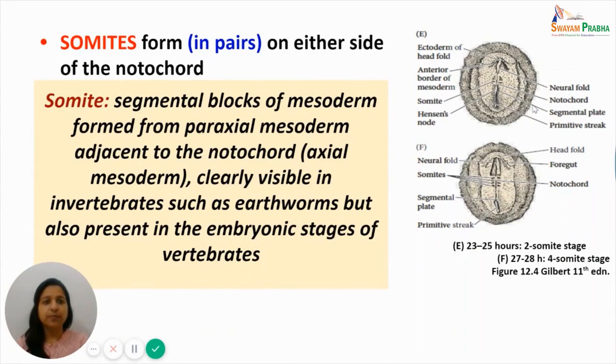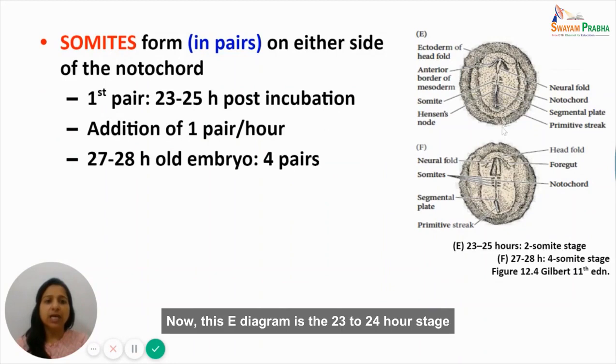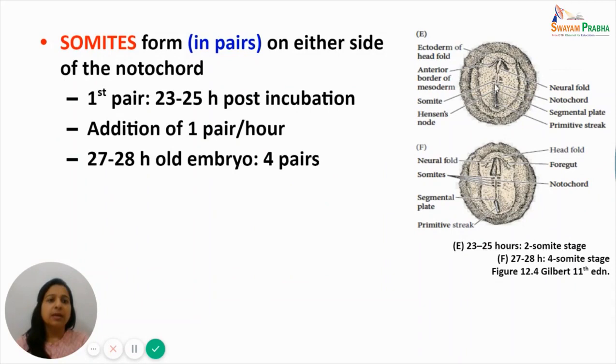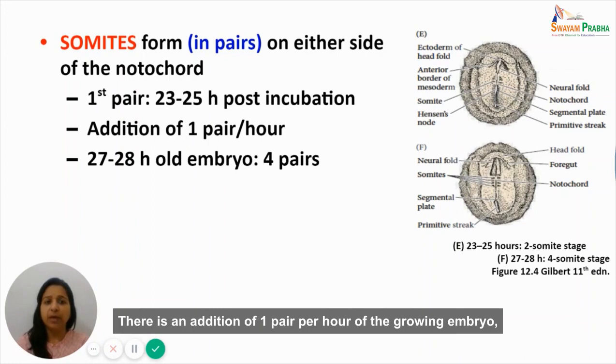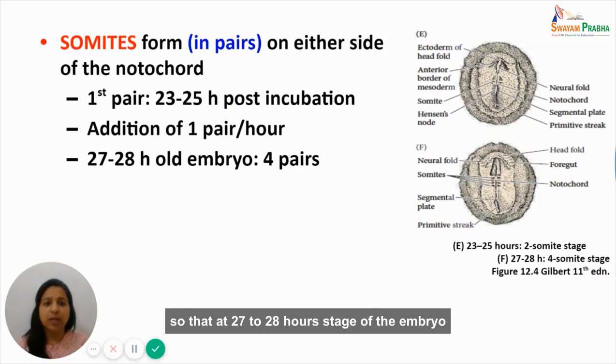Now this E diagram is the 23 to 24 hour stage, where the first pair of somite is laid down here. As we see in this diagram, this is the first pair of somite, or the two somites formed on either side of the growing notochord. There is an addition of one pair per hour of the growing embryo. So that at 27 to 28 hour stage of the embryo, there are four pairs of somites formed. So the 27 to 28 hour stage is known as the four somite stage of the chick embryo. As we can see the four pairs in the F diagram here.